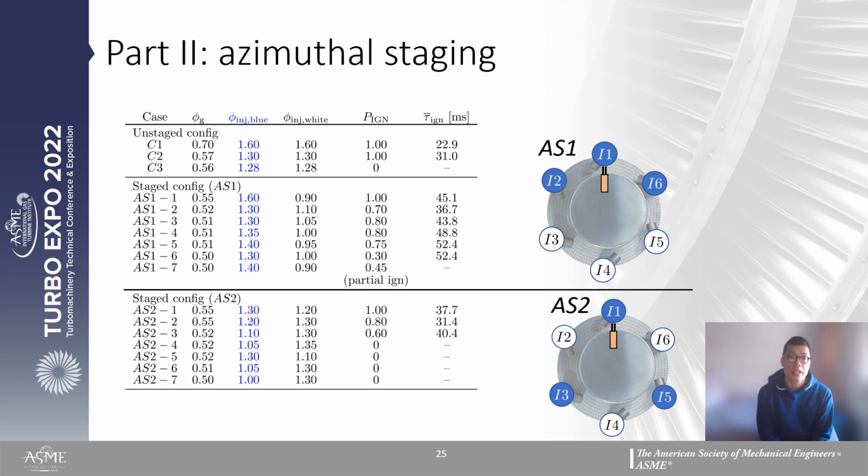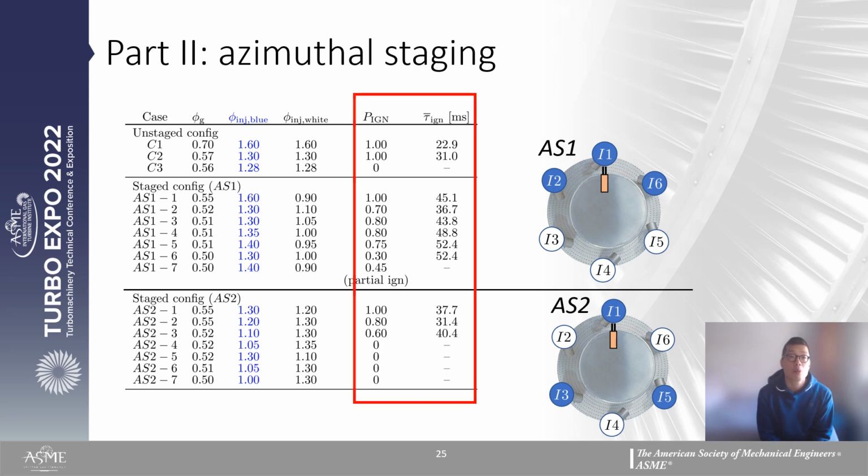Over here, we have a table summarizing some of the operating conditions we have considered. Generally, the probability of ignition, P ignition, decreases and the light around time, tau ignition, increases with a lower global equivalence ratio. As we can see in the table here, whereby for each staged configuration, the cases are sorted in decreasing global equivalence ratio. We also note that depending on the staged configuration, the lean ignition limit may be extended considerably.